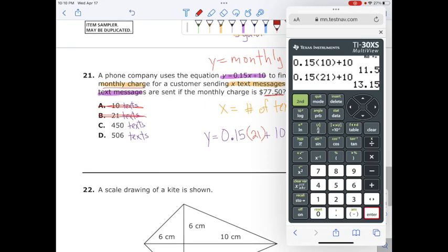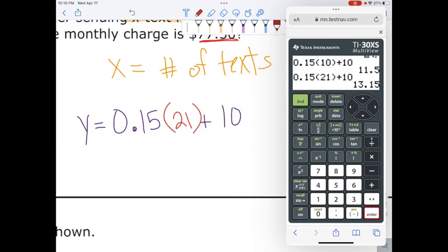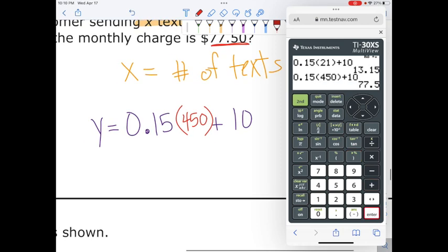So you can see that those numbers are pretty small. Let's try the next one, 450. It should be a way bigger number because we're not anywhere close to $77 yet. 450. 0.15, parenthesis 450, parenthesis plus 10. Hey, look at that number, 77.5. And if this is money, we'd add in a 0. This looks like it's the right answer.